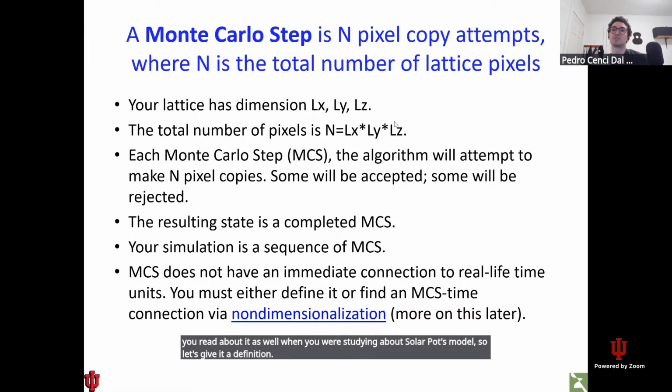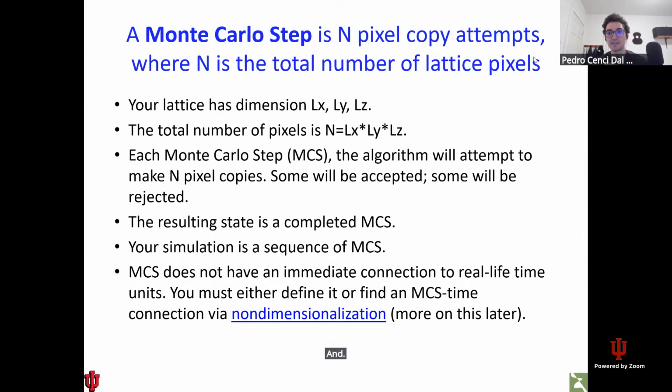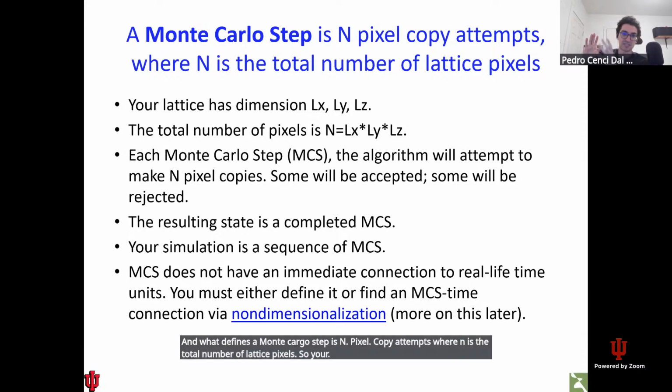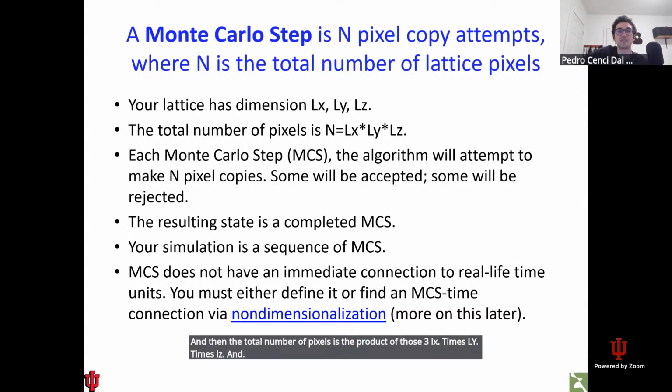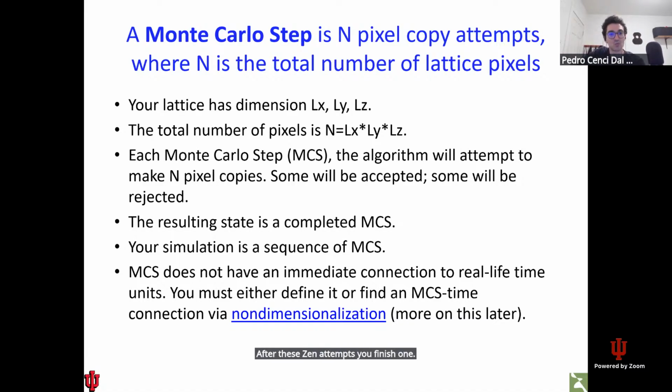Monte Carlo step is our time unit, the time unit of our simulation. And what defines a Monte Carlo step is n pixel copy attempts, where n is the total number of lattice pixels. So your lattice has dimensions Lx, Ly, Lz, so it's a three-dimensional thing. And then the total number of pixels is the product of those three, Lx times Ly times Lz. And CPM will do n copy attempts, which might get accepted or rejected. After these n attempts, you finish one Monte Carlo step. That's one Monte Carlo step.